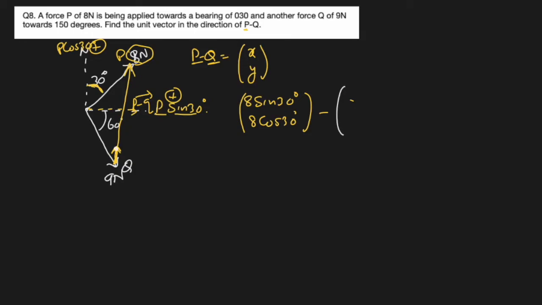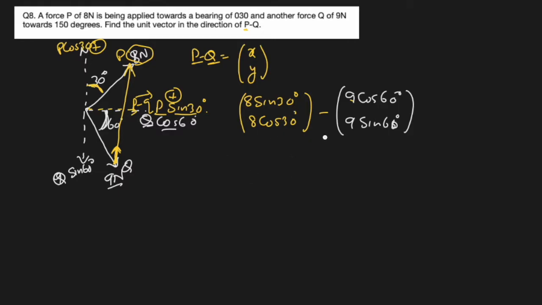For Q, the angle is 60 degrees here, so it will be Q cos 60 degrees. Wherever the angle is, that becomes cos, and the value of Q is 9 Newtons. 9 cos 60 degrees, and negative because this will be downwards. This component, rather Q sin 60 degrees, so 9 sin 60 degrees. These are the column notations, or polar form as sometimes people call it. I forgot to write minus here. It was negative, downwards.